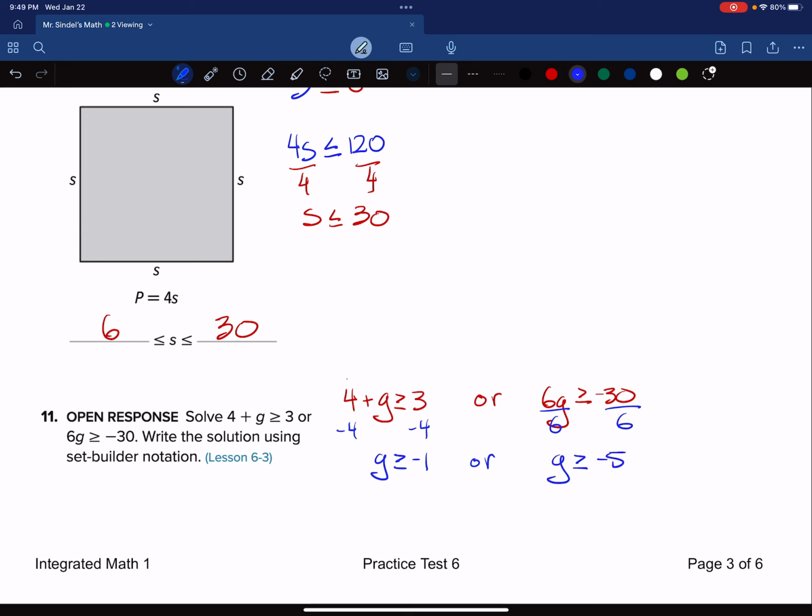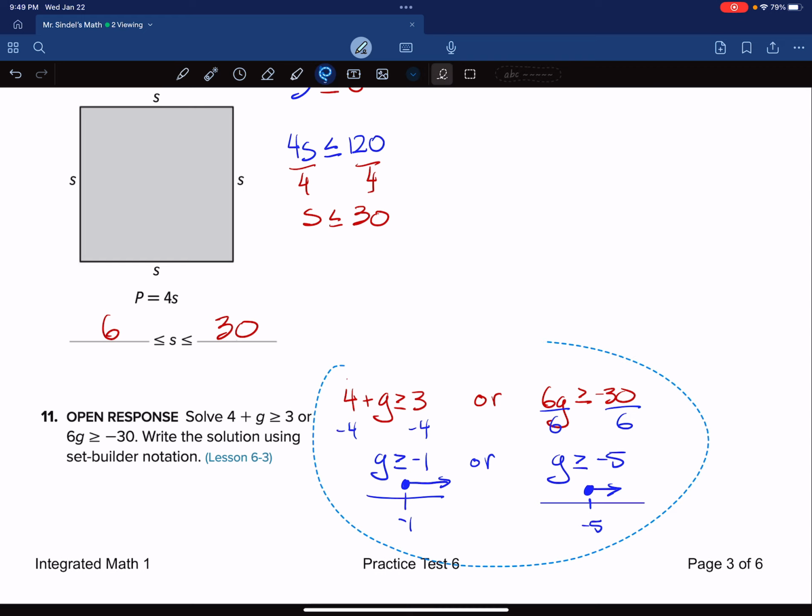So just graphing these really quickly, I can say this mini graph is a point at negative 1, and I'm going to the right of negative 1, so it's going to be a closed point with the graph going to the right. G is greater than or equal to negative 5 is a point here at negative 5. It's a closed point and it's greater than or equal to negative 5, so again, this is going to the right. And I'm combining these with the word or. So let's put these both on the same graph. I have some room, so let's move these up.